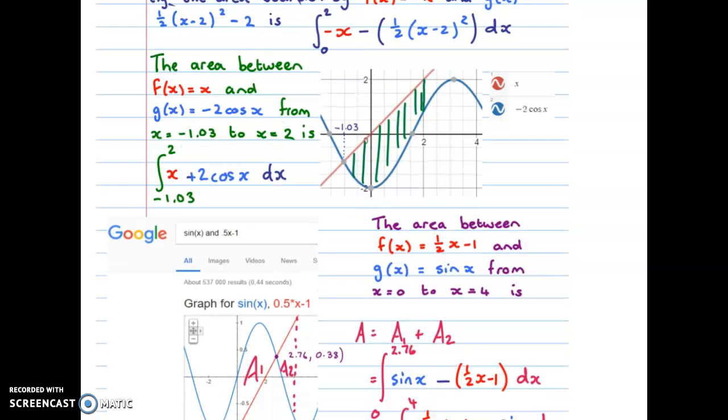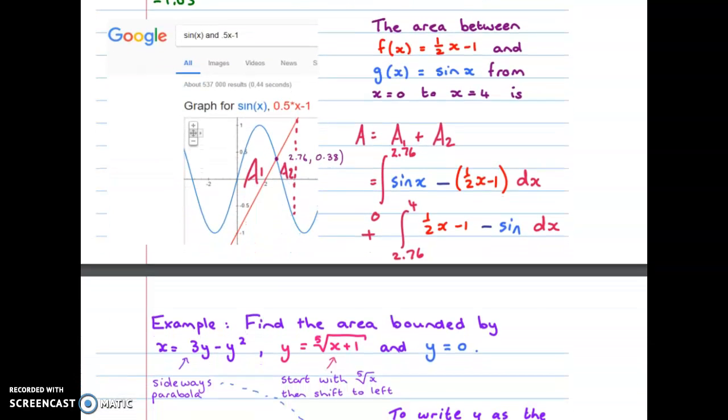Right, another example. I just used Google to get the graph for this one. I want the area between a straight line function and a trig function from there to there. In this case, what is the top function when I'm going from x equals 0 to x equals 4? I have a different top function, so I have to split that region into two so that I can make use of top minus bottom.